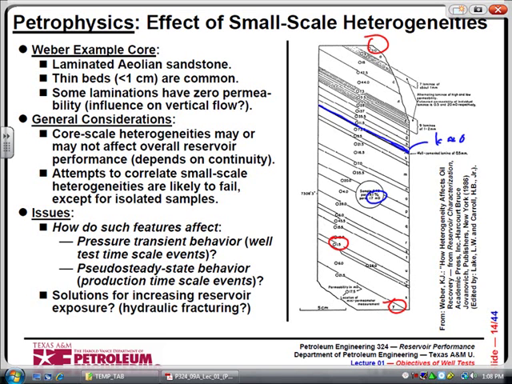How do you think this piece of rock is going to flow? Is it going to be good, bad? Don't know. Is it going to matter if it's transient or pseudo-steady state? Is that small-scale flow barrier going to be a flow barrier? Yes? Maybe? Okay. This is the Rotglens sandstone. It is aeolian. What does aeolian mean? It's wind deposited.